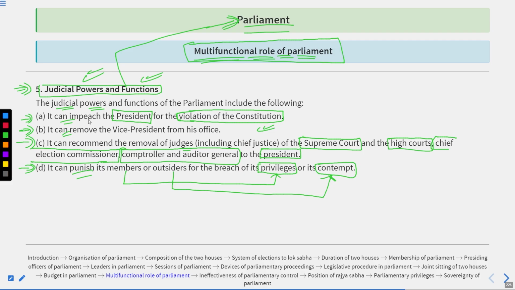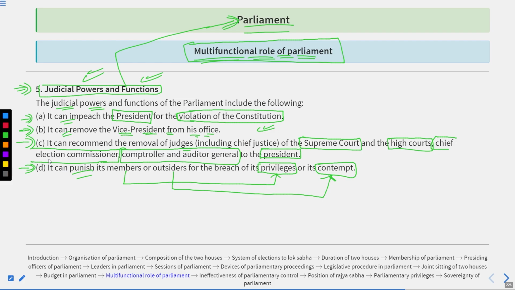First, Parliament could impeach the President if the President violates the Constitution. Thereafter, it could also remove the Vice President of India from office if found misusing their powers. Third, Parliament could also recommend the removal of judges of the Supreme Court and the High Courts, including the Chief Justice, Chief Election Commissioner, and Comptroller and Auditor General, by recommending their removal to the President of India.